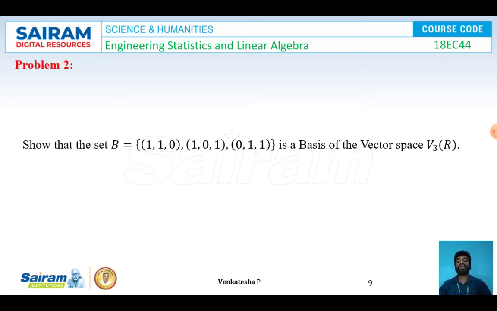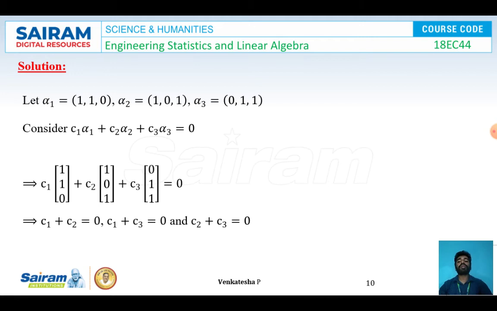Problem number 2. Show that the set B = {(1,1,0), (1,0,1), (0,1,1)} is a basis of the vector space V3(R). So first I am going to consider three vectors: alpha 1 as (1,1,0), alpha 2 as (1,0,1), alpha 3 as (0,1,1).